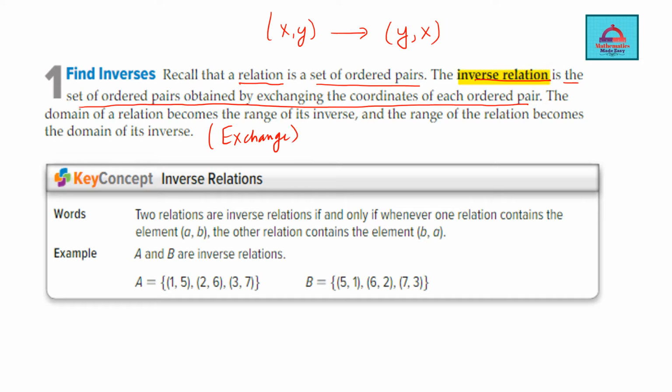Okay, so two relations are inverse if and only if whenever one relation contains the element (a, b), the other relation contains the element (b, a). So if your A set is denoted by (1, 5), (2, 6), (3, 7), as an example, then B would be its inverse if you exchange the x and y coordinates. So (1, 5) becomes (5, 1), (2, 6) becomes (6, 2), (3, 7) becomes (7, 3). So this is how the exchange is happening.